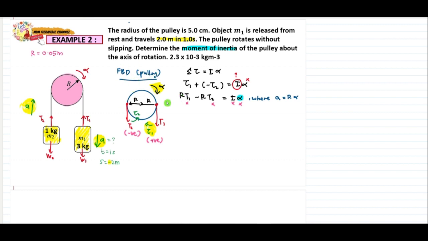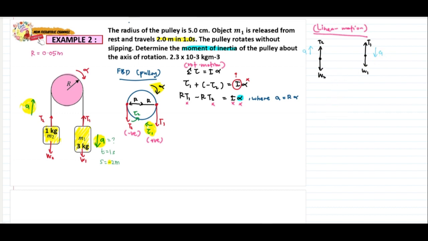Kalau FBD ini tadi adalah rotational motion, so kalau saya nak tulis equation untuk linear motion, macam mana? Boleh ke? Boleh. Okay, kita lukislah untuk mass 1 and mass 2. Kalau mass 2, so W2 and T2 is upward. Lepas tu A dia adalah ke atas. Kalau mass 1, so W1, so kita ada T1, but A is downward here.